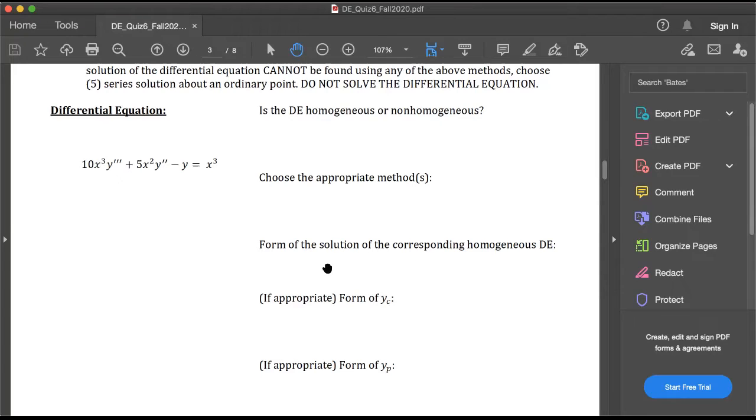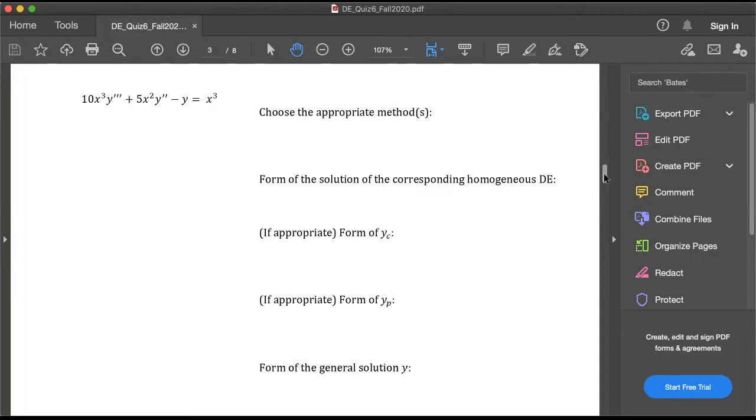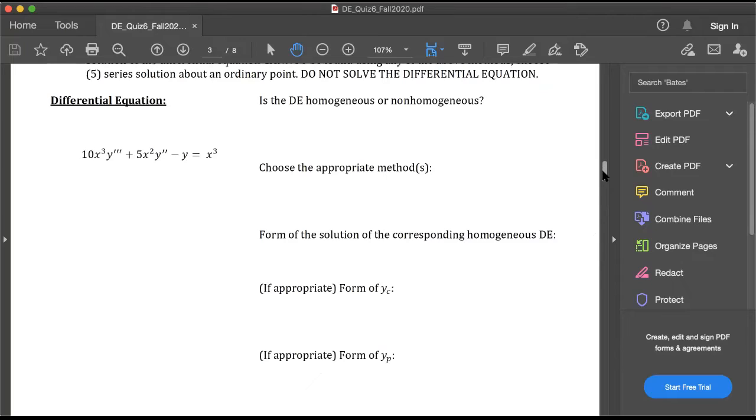You say, okay, I'm looking for a solution of this form, y equals e to the mx, y equals x to the m, y equals this infinite series. That's what will go there. And then if appropriate, if you've got a non-homogeneous equation, I'll want you to state the form of y sub c, the form of y sub p, and then I'll want you to state the form of the general solution. We're going to do this for about 5 differential equations, and I will walk you through my solutions now.